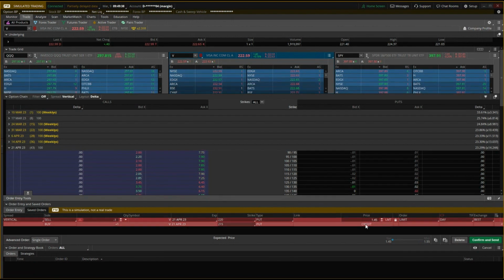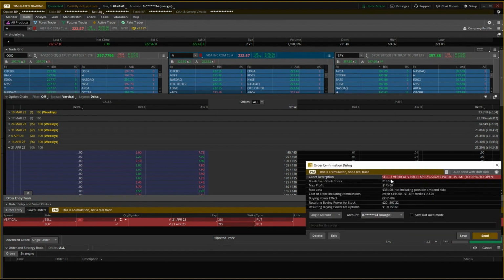And again, this is all theoretical. So let's assume that we're going to get a $1.45 credit, and then let's take a look at the numbers here. So I'm going to click on confirm and send. The first thing I like to look at is our break even. That's one of the things I like about vertical spreads. If the market moves sideways, you can make money. If it declines a little bit, you can also make some money.